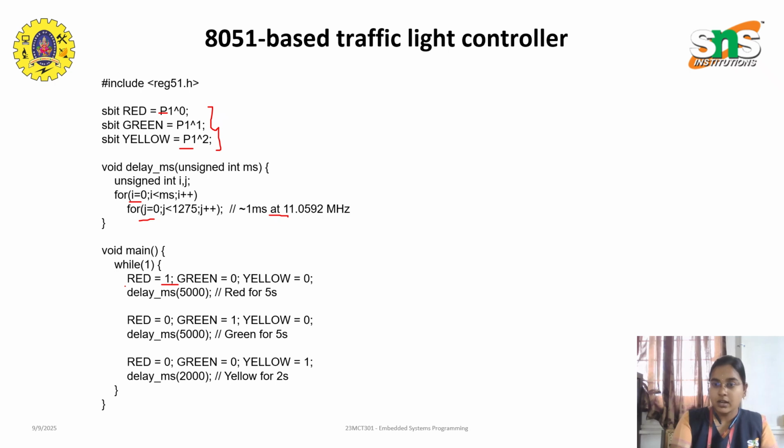When red is equal to 1, the other two signals have to be 0, and the delay is 5000, so red is on for 5 seconds. That is, the first signal is red and that will blink for 5 seconds, and in the next status red should be 0, green should be 1, yellow should be 0. Next is green: when green is 1, the other two signals have to be 0, and I am setting the same time for my green signal. In the next status I set the yellow signal: when yellow is 1, the other two signals have to be 0, and I am setting the time as 2000.